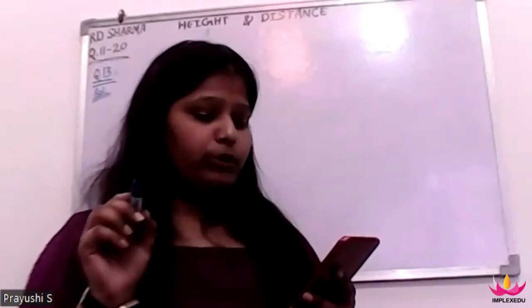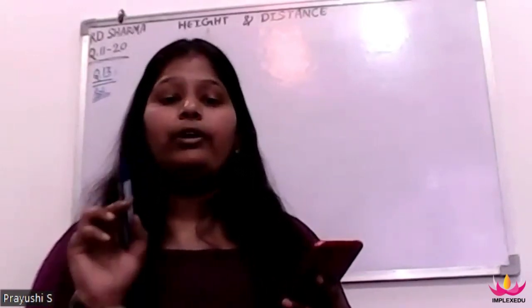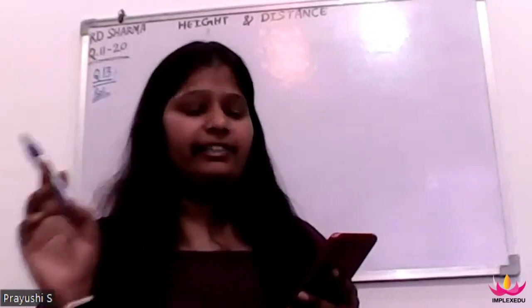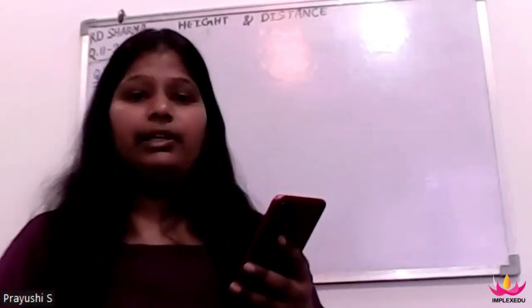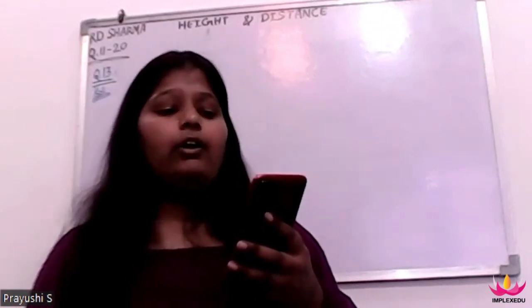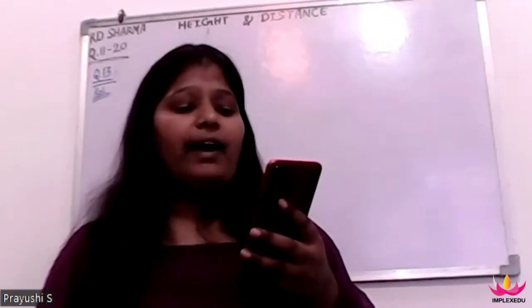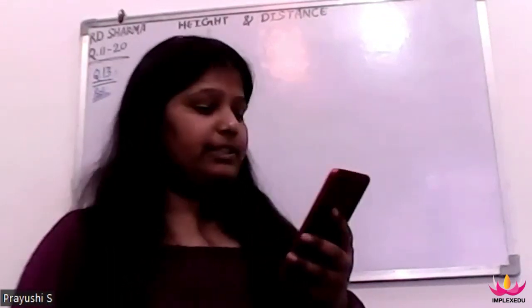So now we are going to do question number 13 of page number 12.30 of R.D. Sharma. So question number 13 says that on the same side of a tower, two objects are located. When observed from the top of the tower, their angle of depression are 45 degree and 60 degree. If the height of the tower is 150 meter, find the distance between the objects.